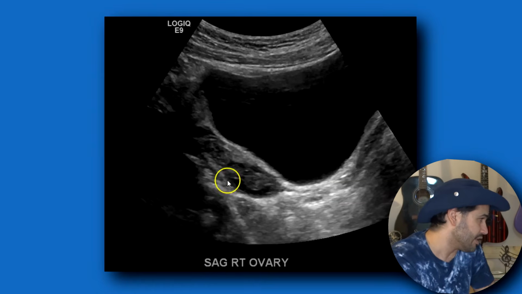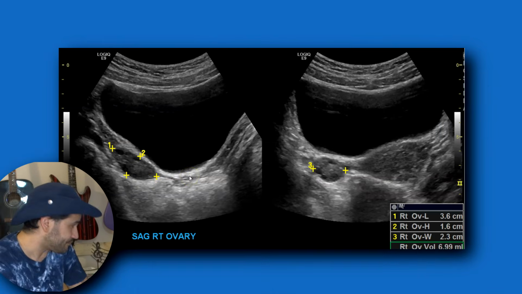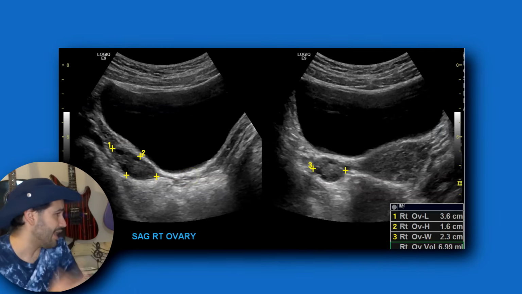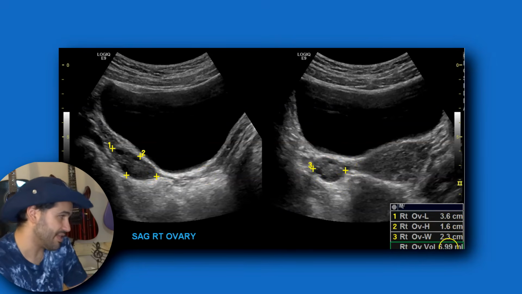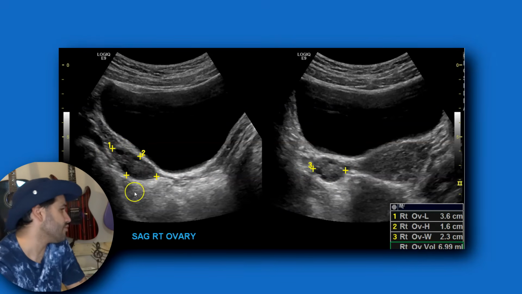So you got your sagittal image there with follicles. Once I'm there, I like to do a dual screen and just measure my sagittal and transverse. So again, length, height, and width. Here you got 3.6, 1.6 by 2.3, and about 7 cc's. All right, so normal looking ovary. You see the little follicles.